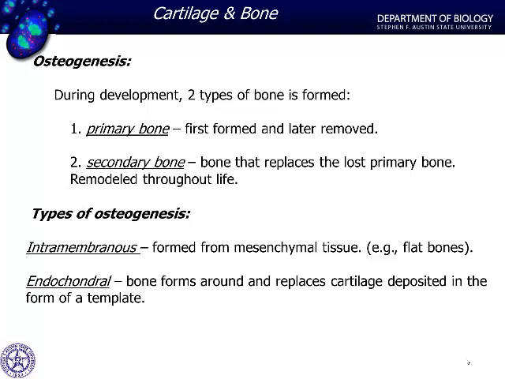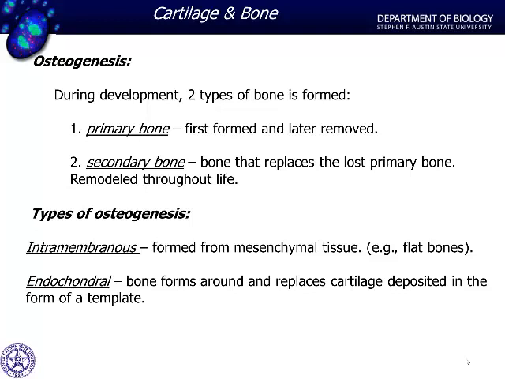So our two types of osteogenesis. Intramembranous, this is going to be de novo formation of bone from embryonic tissue. That means we're not going to go through any precursor cell types, any template types. We're going to start with mesodermal, mesenchymal cells, these pluripotential cells, and they are going to develop into osteoblasts and begin to lay down bone.